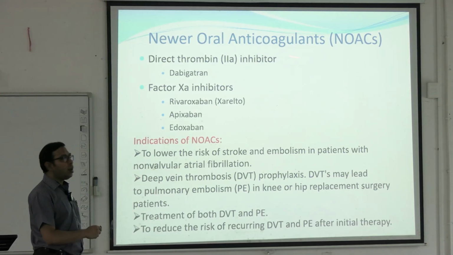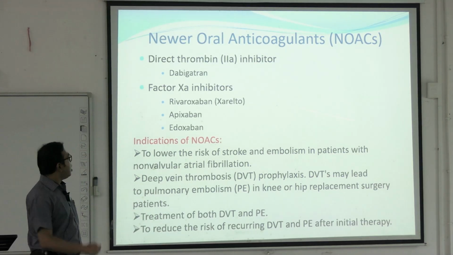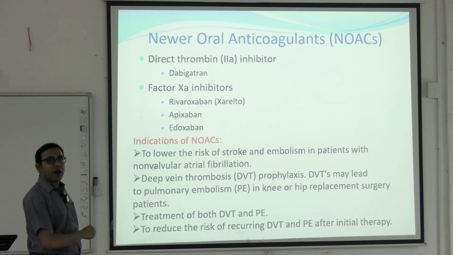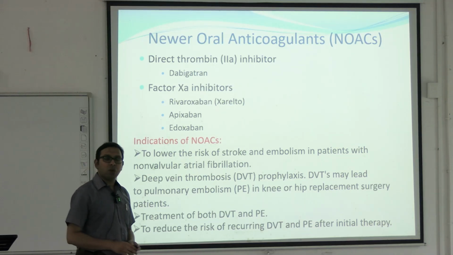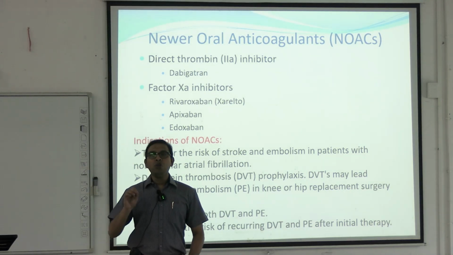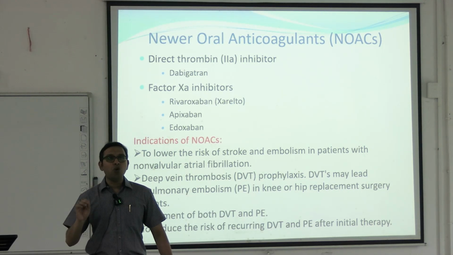So the direct thrombin inhibitor is dabigatran, and factor 10A inhibitors are like rivaroxaban, apixaban and edoxaban. These 4 are available in our country also. These 4 are known as the novel oral anticoagulants or NOACs. Okay.